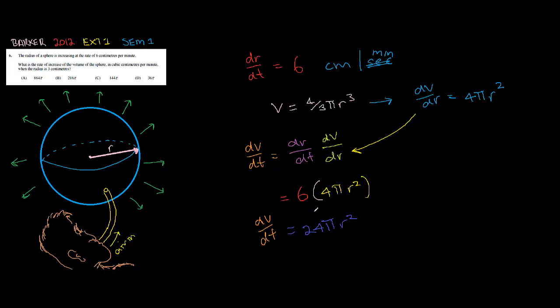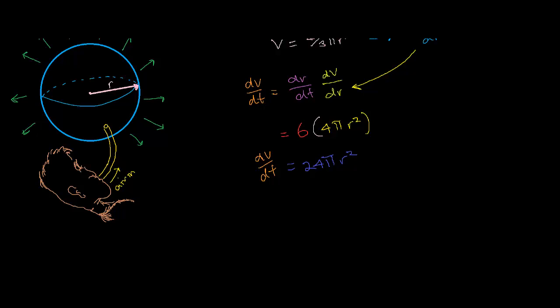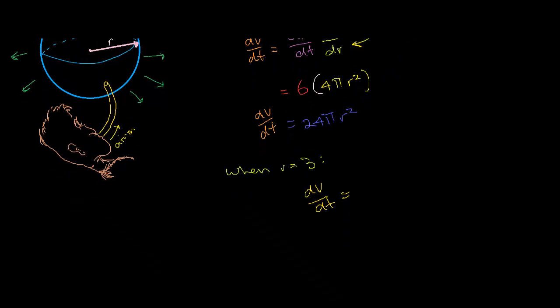You can see that it's not constant, it's dependent upon the radius at a point in time. So it says, what is the rate of increase, which is dV/dt, when the radius is 3 centimeters? So let's chuck 3 in here. When r equals 3, let's do this little calculation down here. dV/dt equals 24, and I'm going to put in 3 for the radius, so 3 squared will be 9. So it'll be 24 times 9 times π.